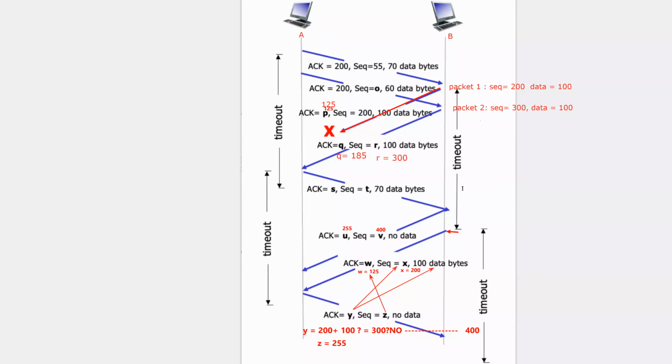And we need to count, this one is packet 3, right? The sequence number is 400 and data is 0, no data. And this one, which one is this? It's packet 2, right? Sequence number equal to 200, data equal to 100. So these two are the same.